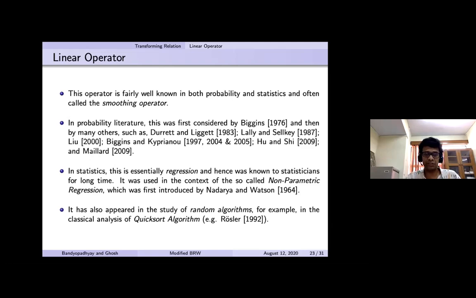This has also appeared in the computer science literature and has had a major impact in studying various random algorithms, in particular the quicksort algorithm, whose complexity was studied by Uwe Rösler in 1992 and opened up a whole lot of discussion about the complexity of random algorithms and the applications of smoothing transformation there. Okay, now we have the following operator.